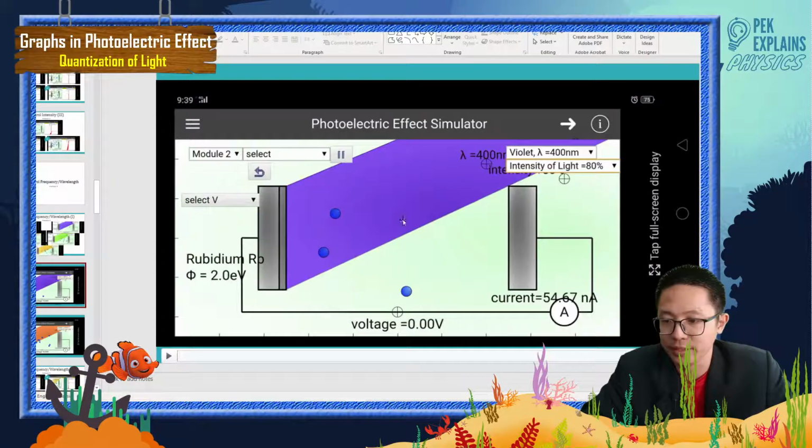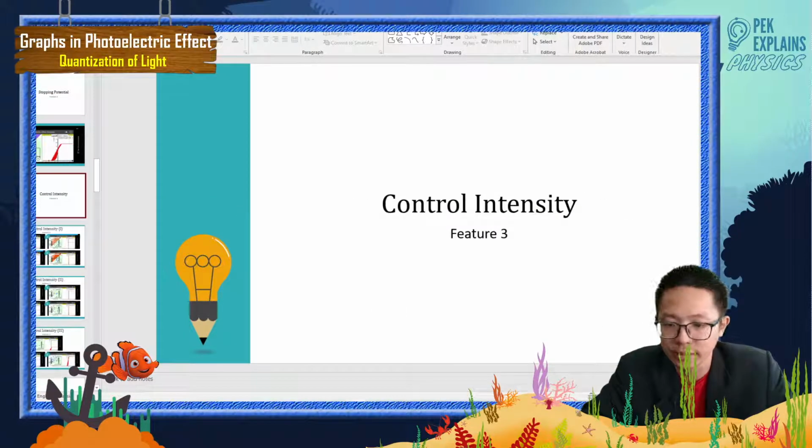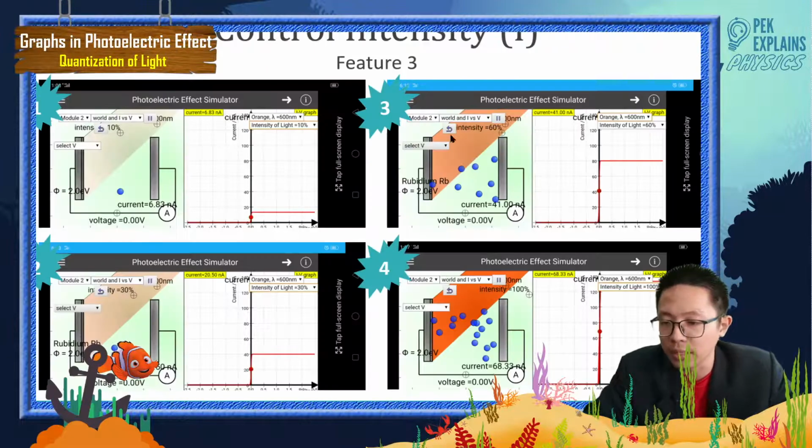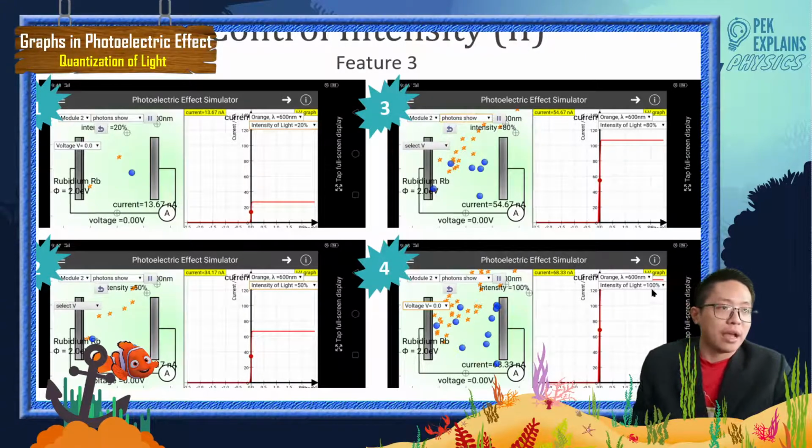Look at this one. Look at the intensity. Low intensity like this one, 20% intensity, only has 2 photons. You see that? 50% intensity has more photons compared to the 20%. About the 100% intensity, look at this one. 100% intensity, you have even more photons.